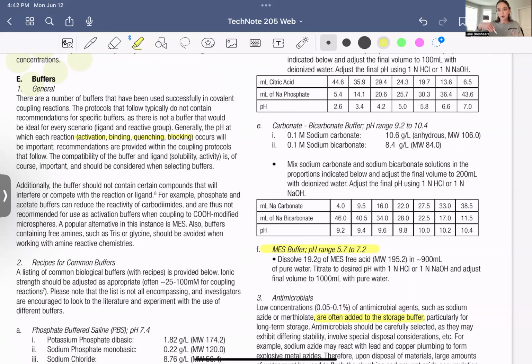Something that you can do that's very useful is, once you've chosen your protocol, go through each step and say, okay, so if pH is this value, then what's happening to my functional groups, which ones are getting activated, et cetera.